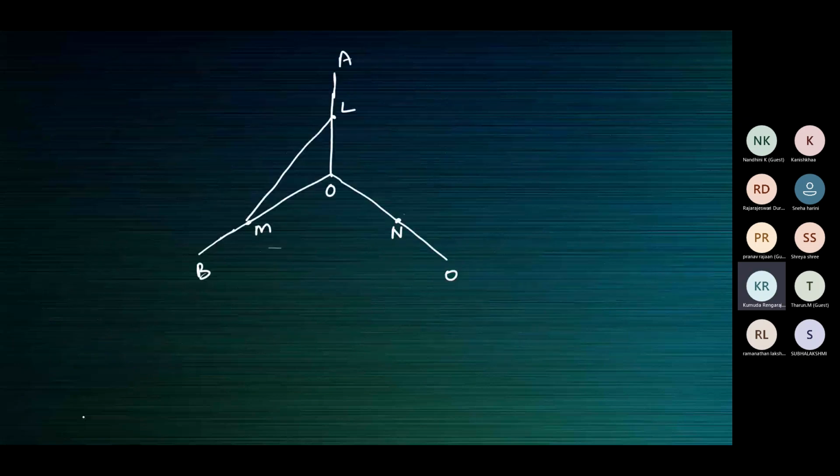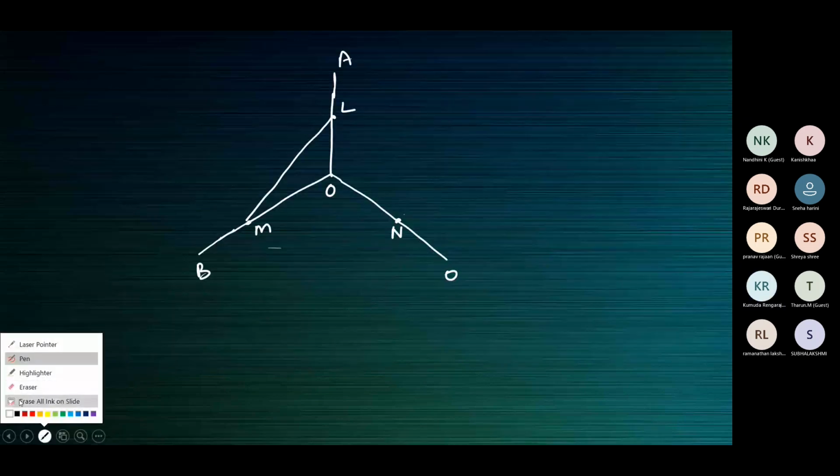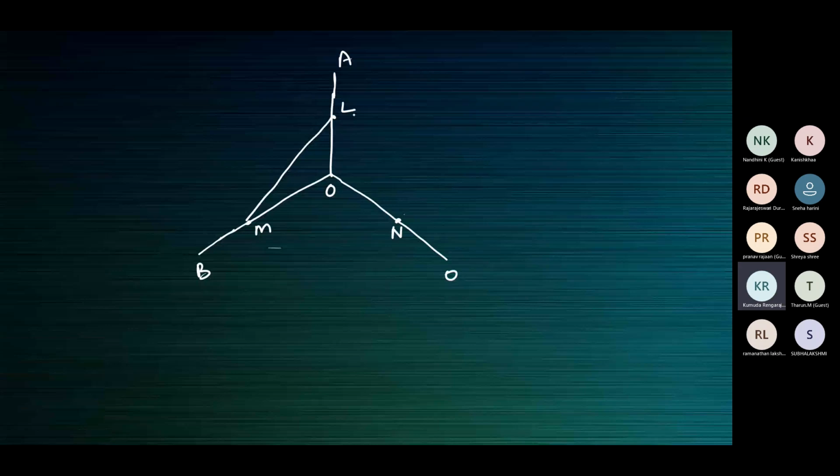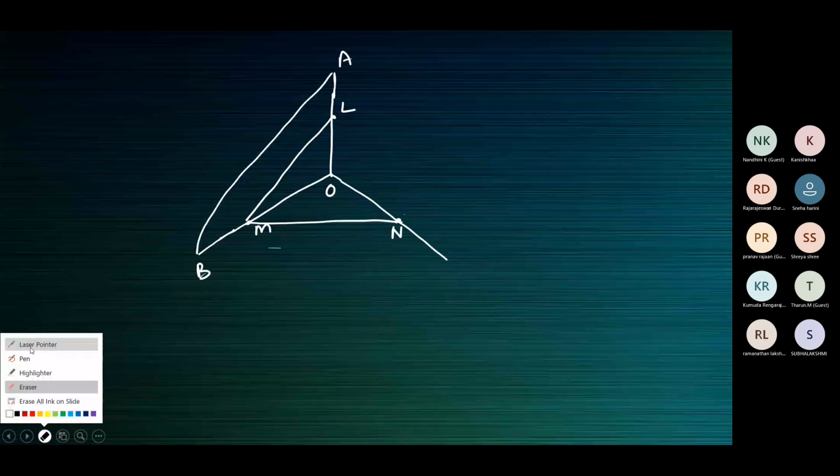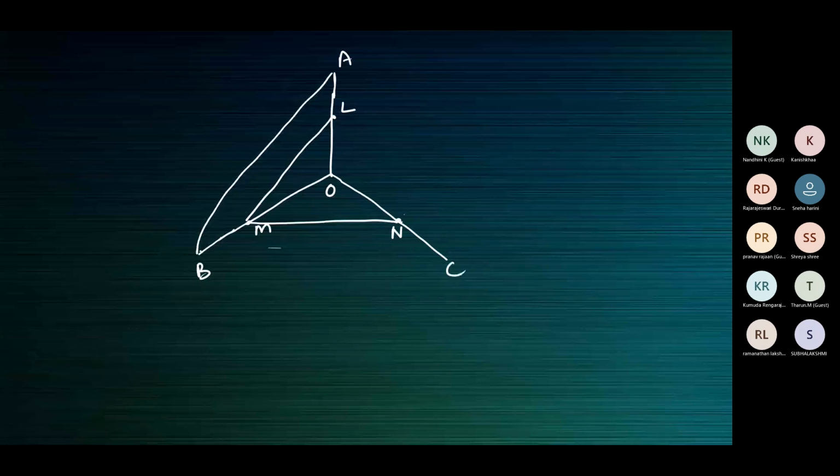LM, the join of L and M, is parallel to AB. So join the points A and B. And then MN is parallel to BC. So join this.